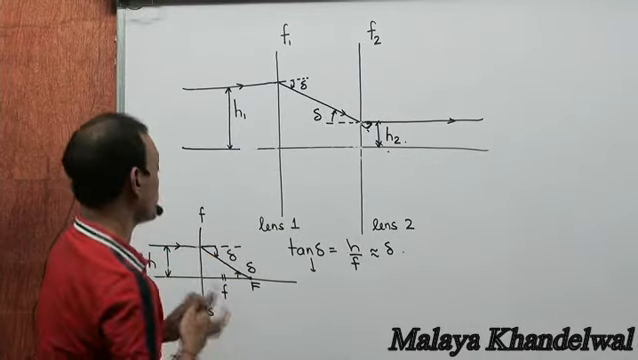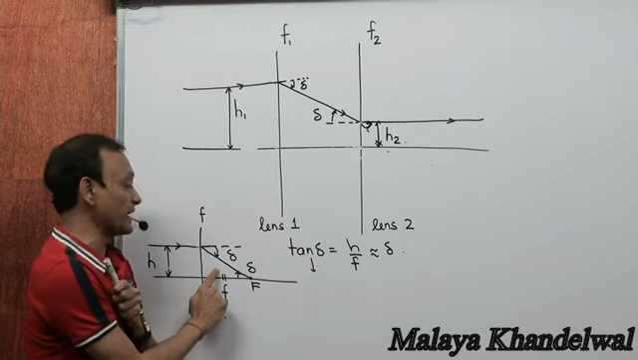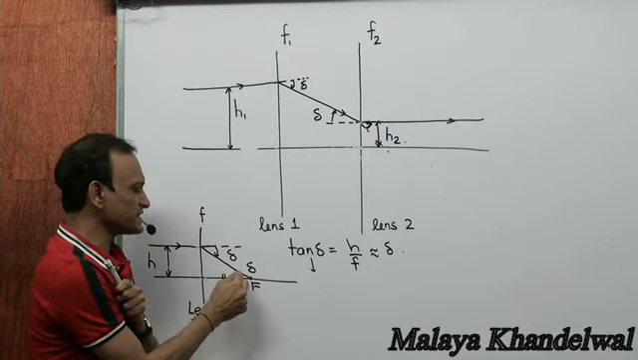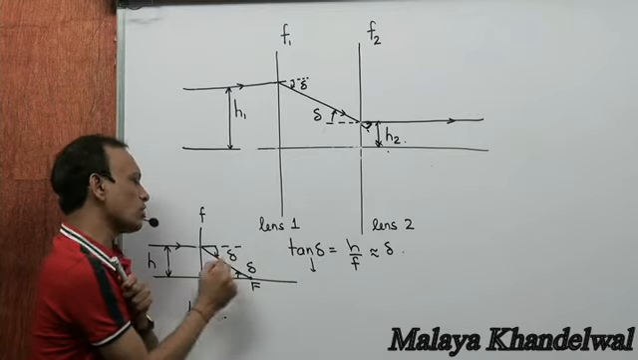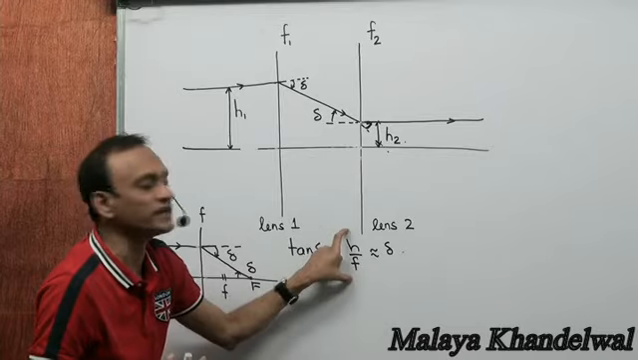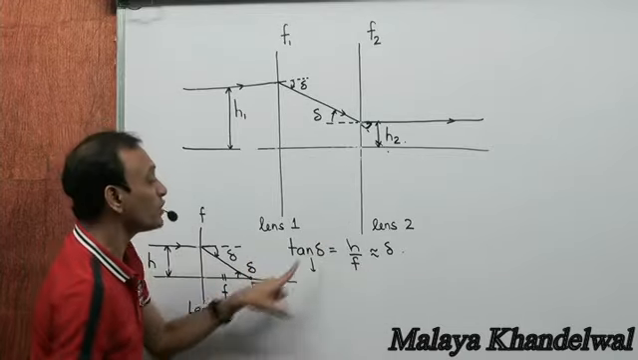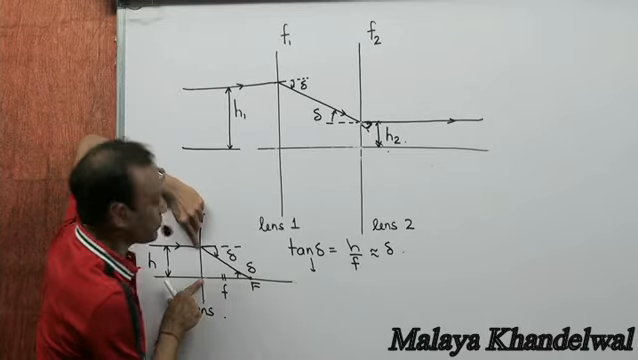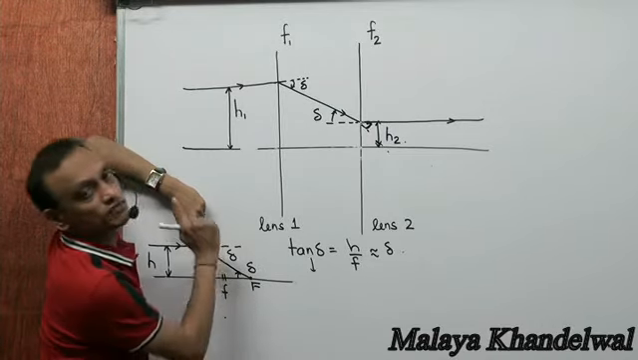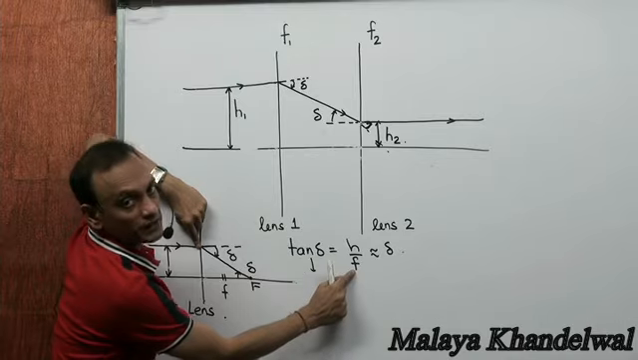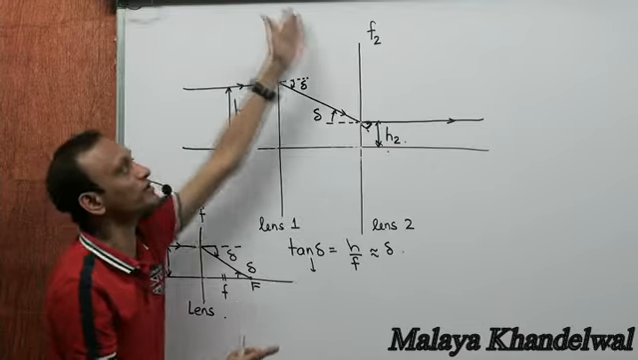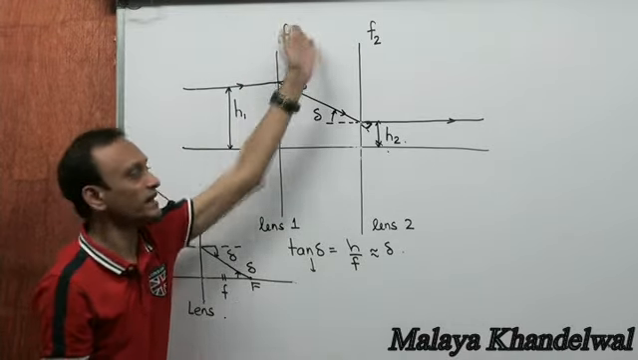Now the deviation, as you can see from this figure, produced by a lens is given by h by f. Tan delta is h by f. Delta is small because we are talking of paraxial rays. So the angle of deviation is roughly h by f produced by a lens, where h is the height of the point of incidence above the optical center. That means distance from the principal axis divided by the focal length of the lens. Now in this case, we need to check whether f1 is more than f2 or f1 is less than f2.